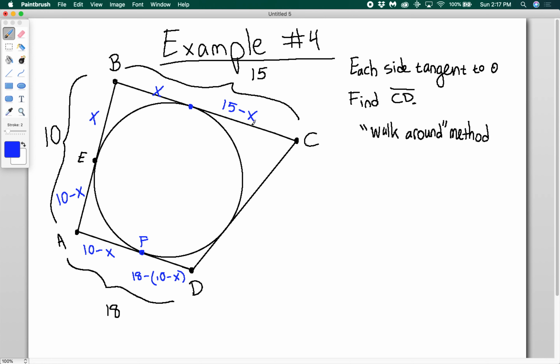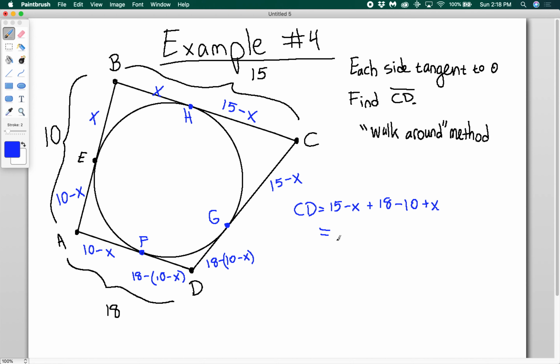And then I'm going to come over here, and I know if this is 15 minus x, then this segment must also be 15 minus x from here to here. We'll call it EF, we'll call this G and H. And then this segment here has to also be 18 minus 10 minus x, because these have to be the same. Okay. So then I want to find CD, right? So CD is going to be equal to 15 minus x plus 18 minus 10 plus x, where I'm just distributing the negative sign into the parentheses. So my x's actually cancel out.